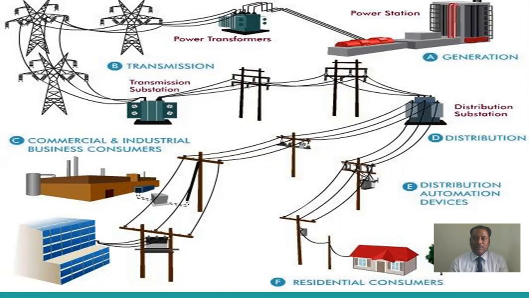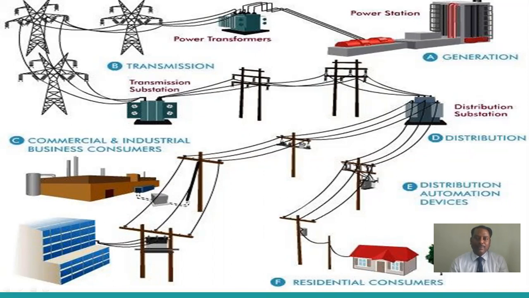Those are established in very remote places, where the electrical energy is generated with the help of different forms of energy like hydel, thermal, and nuclear. Nowadays, renewable energy sources are also used to generate electrical power. The generated voltage is nominally 11 kV, or nowadays 22 kV has also come into service. Those voltages are stepped up with the help of power transformers.